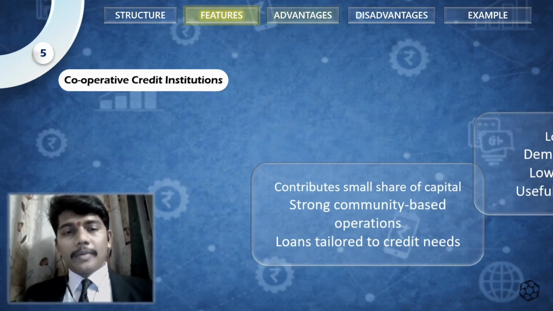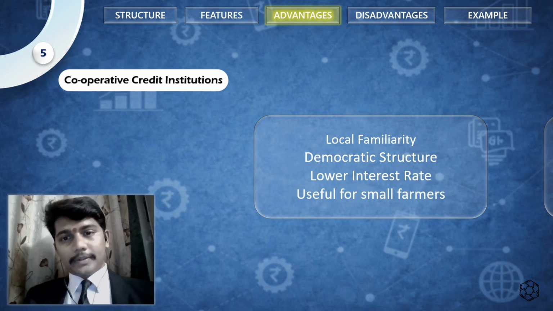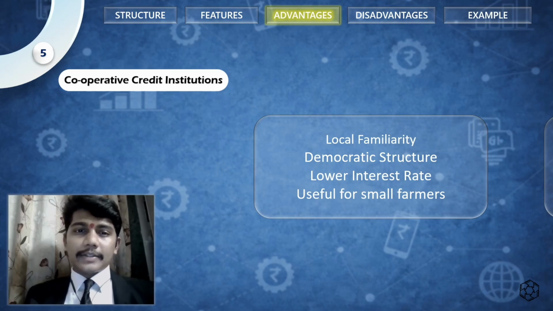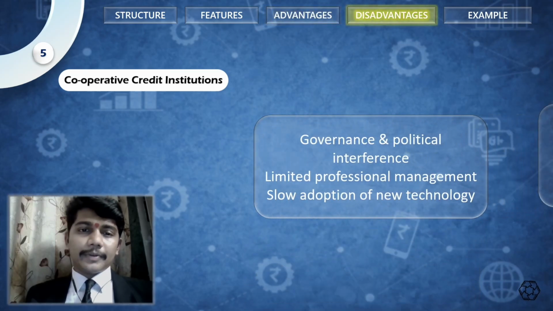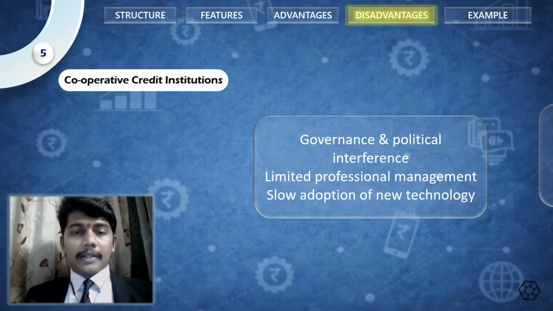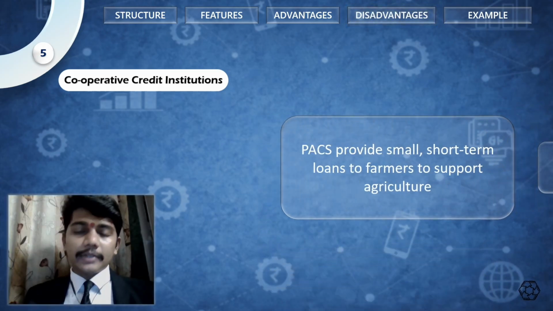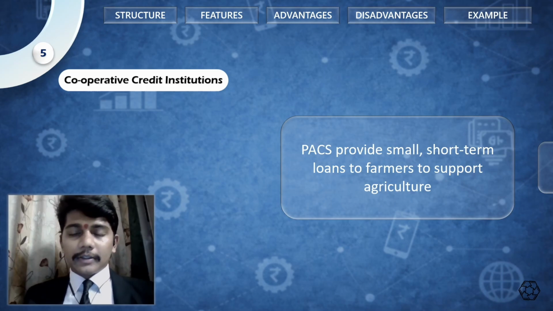Then if we talk about advantages, it's member friendly, with local understanding, affordable credit, as well as a strong rural presence. Coming to the disadvantages, yes, there might be political interference. The management might be a little poor. Then there is limited technology. The NPAs might be higher. The example is PACS, that is Primary Agricultural Credit Societies. Specifically for farmers, they provide short-term loans.